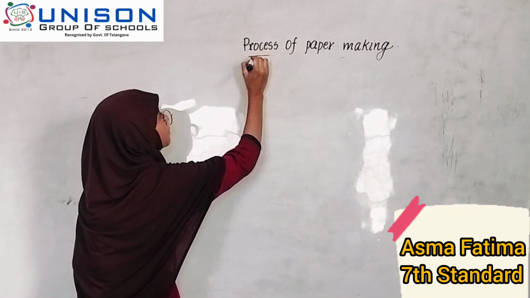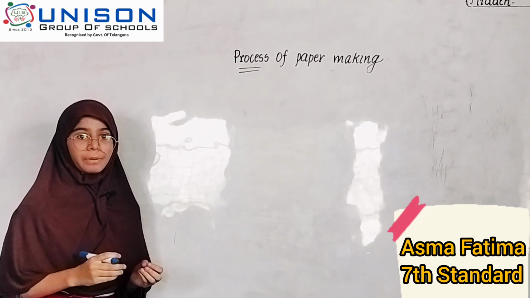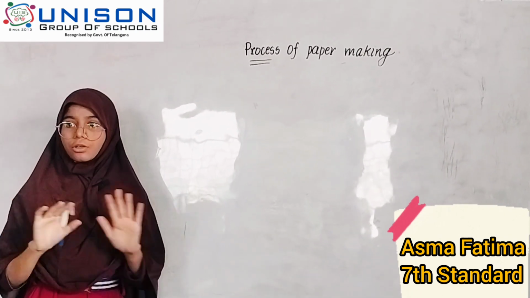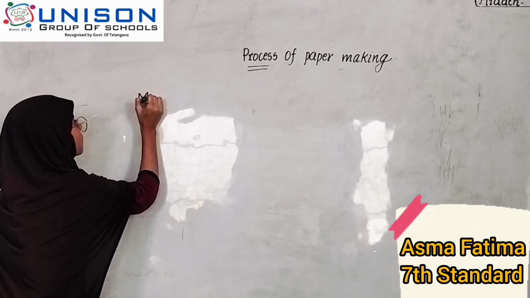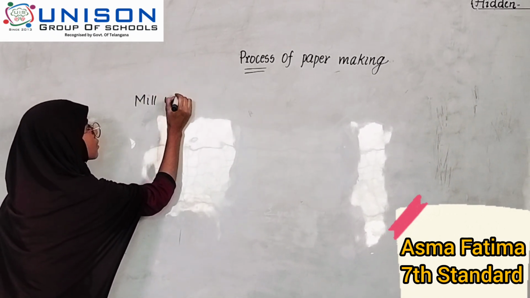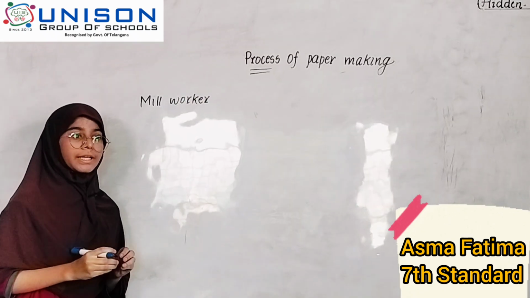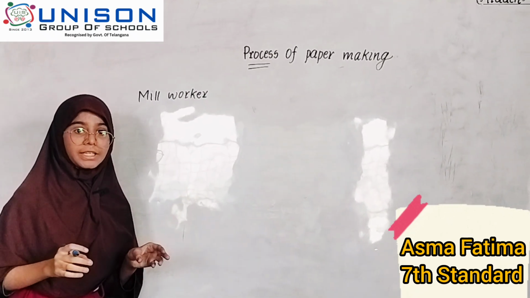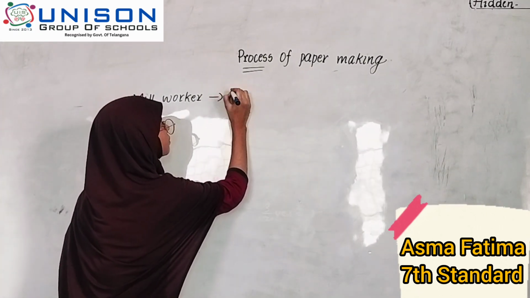Process of making paper. As we know, we obtain paper from trees. So I will explain the whole process. First, the mill workers. There are many paper mills to do the process of paper making. So the mill workers head to the forest.